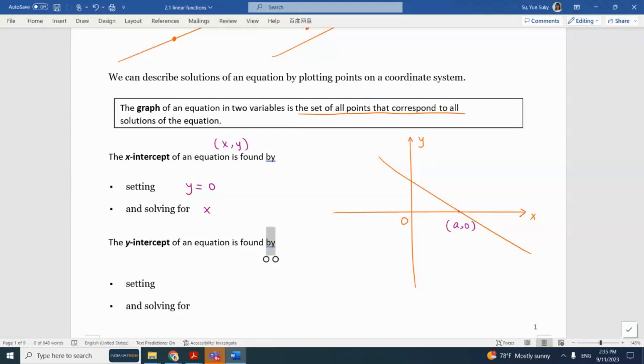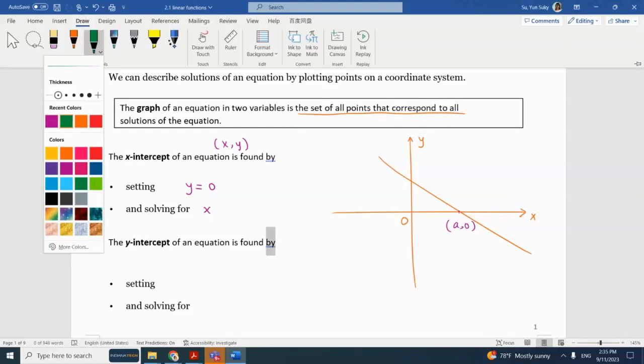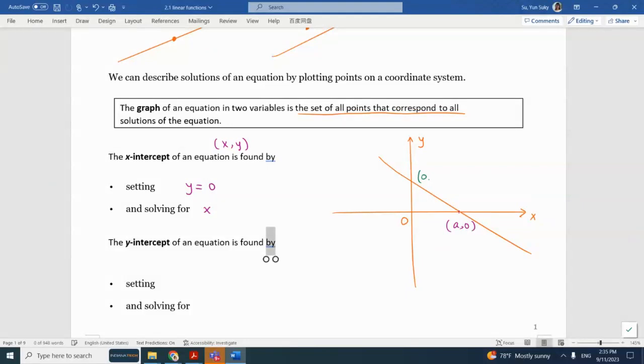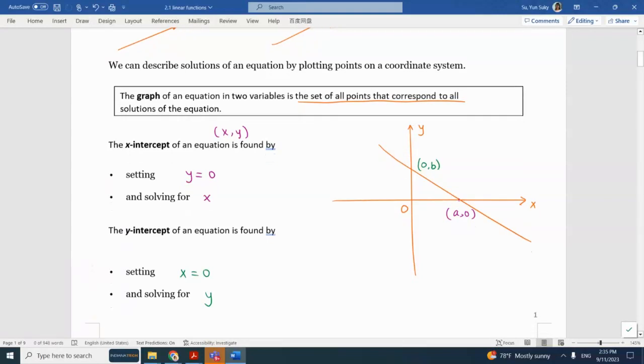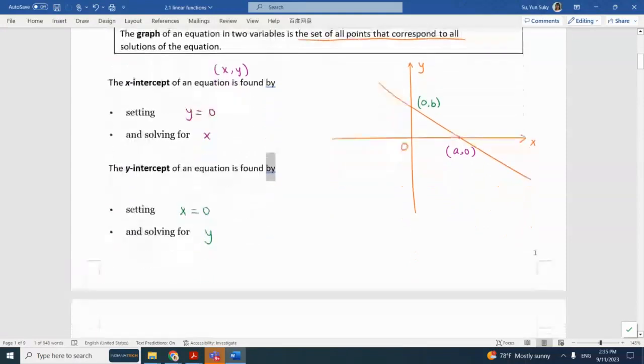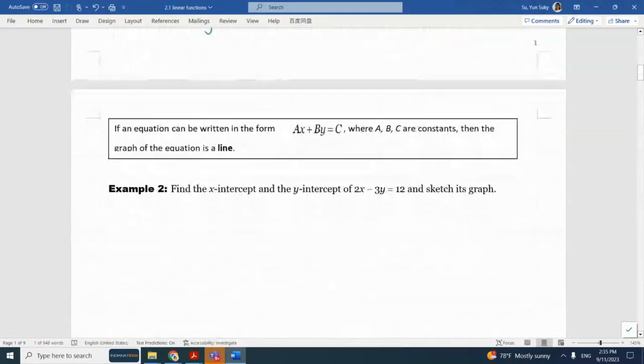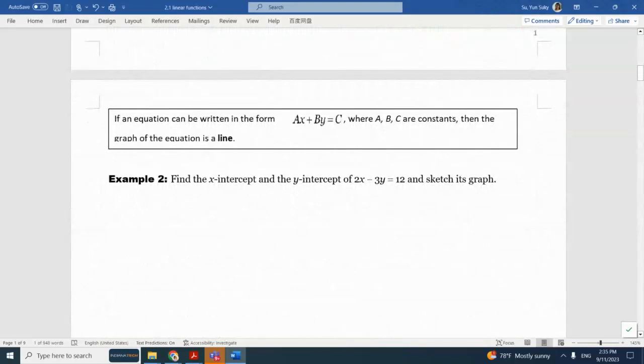How about your y-intercept? What's special about the y-intercept? Yeah, x is 0. So this is (0, b). You set x is 0 and you solve for y. Right, everybody? Do you remember your prerequisite review worksheets? They ask you to find the x-intercept and y-intercepts. Okay. Now, an equation written in this form is a line. And then let's do example 2.